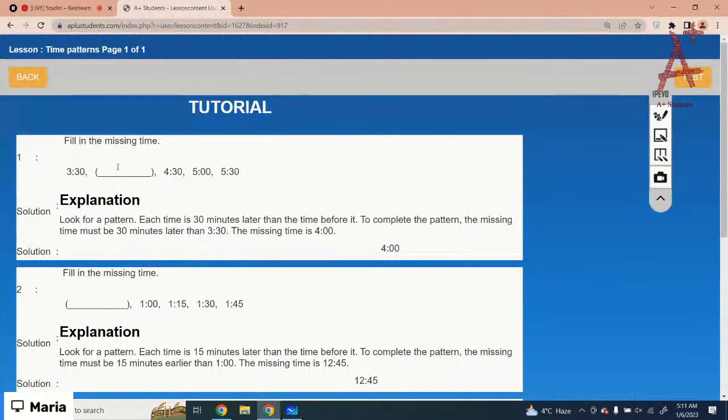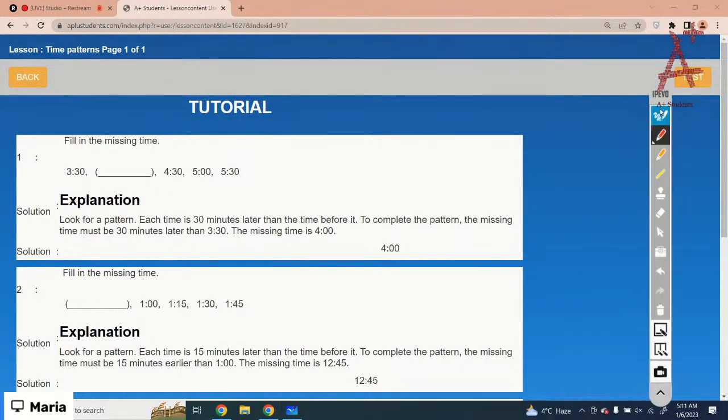Fill in the missing time. 4:30, then the missing time, then 5, and then 5:30. Basically, you have to look at the pattern. Got it? Just look from here: 4:30, 5, 5:30. So that means each time is 30 minutes more than the previous one. Got it? So you have to go back from 4:30, then you have to subtract 30 minutes. It would be then 4. Got it? That means the missing time is 4.